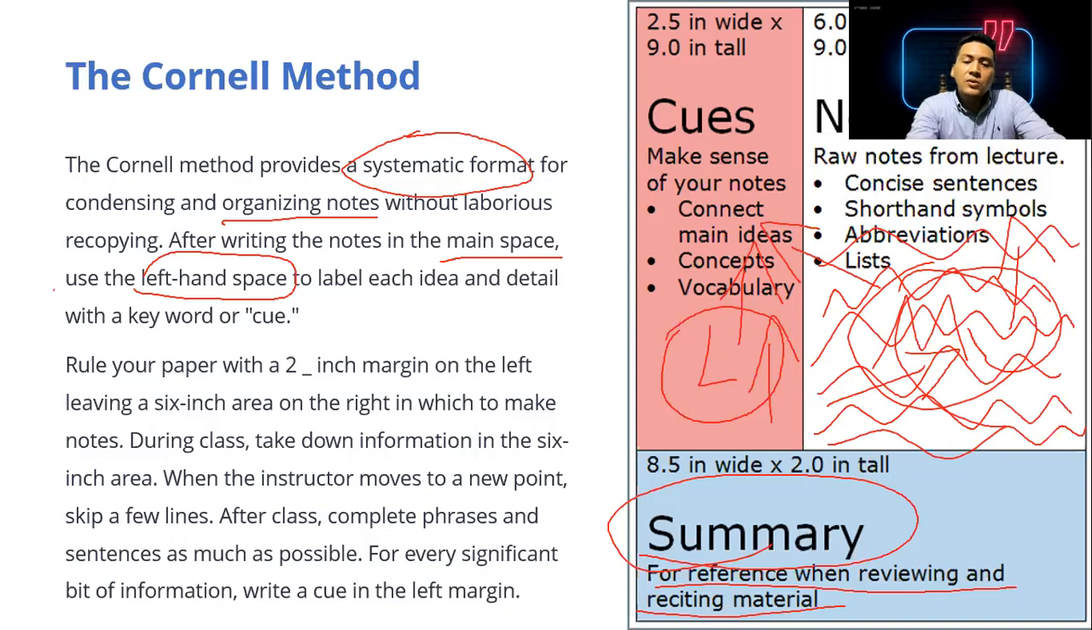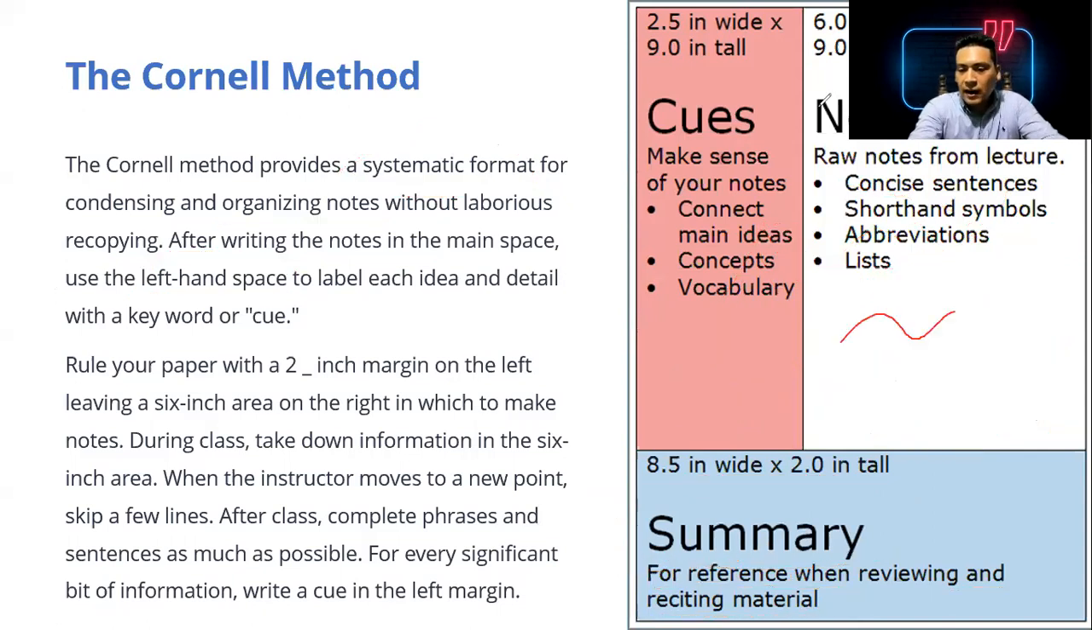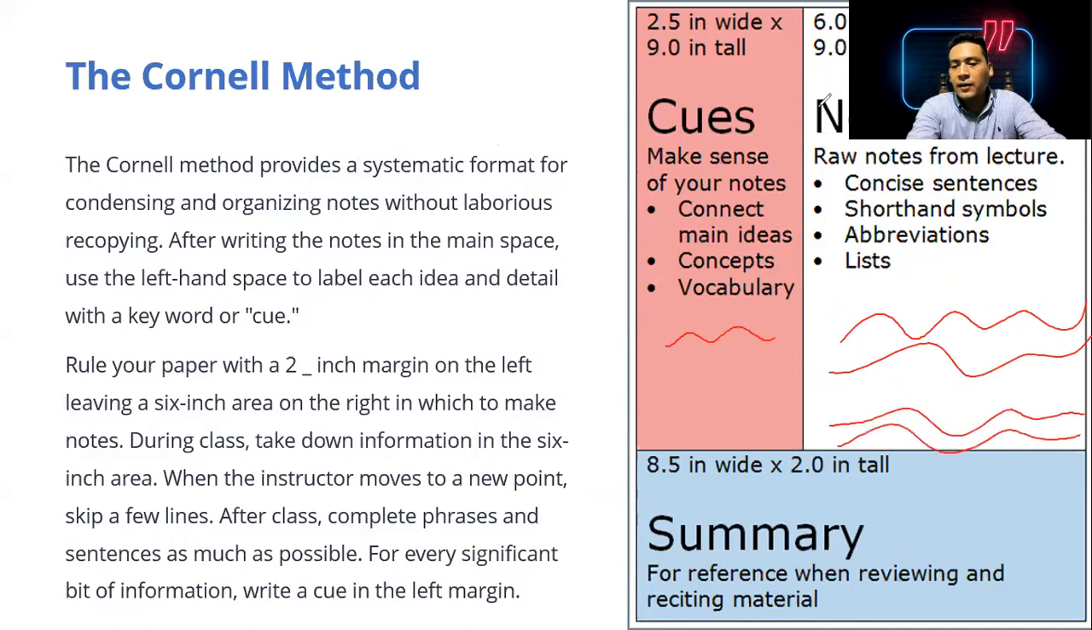So, I'm going to write, for example, problems with global warming, a phrase, and that's it, right? I write the phrase about what I wrote in this part. So I have the information here, and I have the phrase right here. I add more information here and I have another word or phrase right here to help me remember what I wrote in this part. That's it. That is the Cornell method.